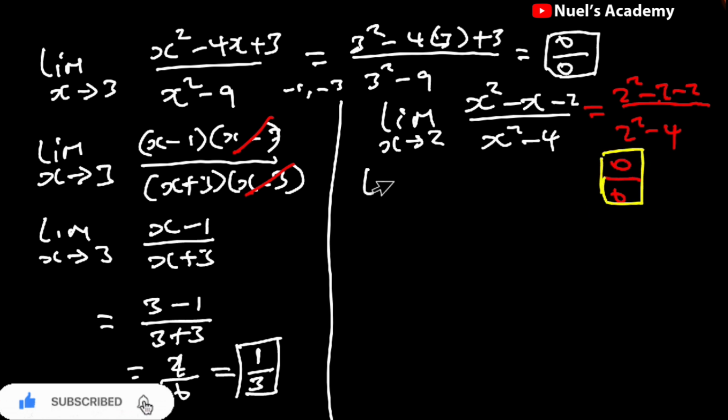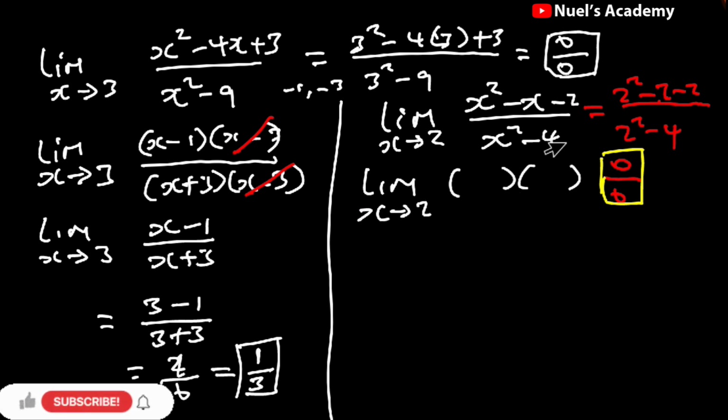So we have the limit as x approaches 2 of, then if you find two numbers so that when you multiply them you get negative 2, and when you add them you get negative 1. These two numbers are positive 1 and negative 2. So you have plus 1 here and minus 2. Minus 2 times plus 1 is minus 2, and 1 minus 2 is minus 1.